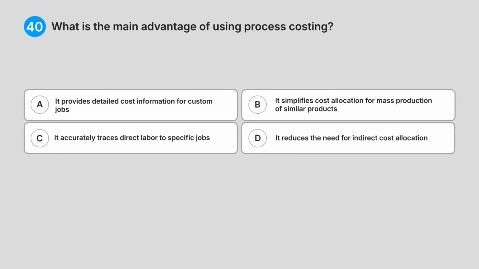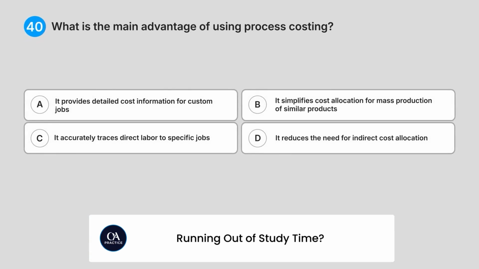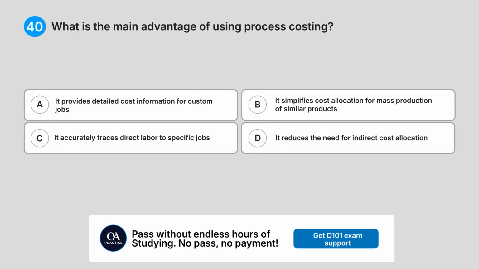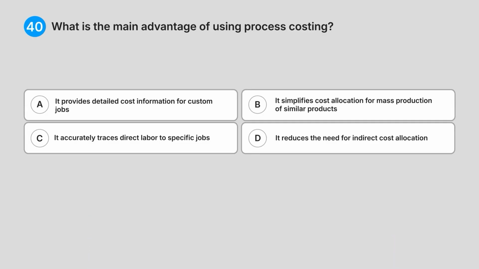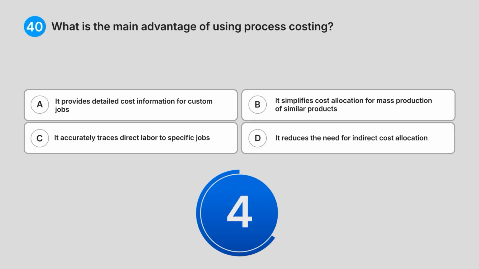40. What is the main advantage of using process costing? A. It provides detailed cost information for custom jobs. B. It simplifies cost allocation for mass production of similar products. C. It accurately traces direct labour to specific jobs. D. It reduces the need for indirect cost allocation. What do you think is the answer?